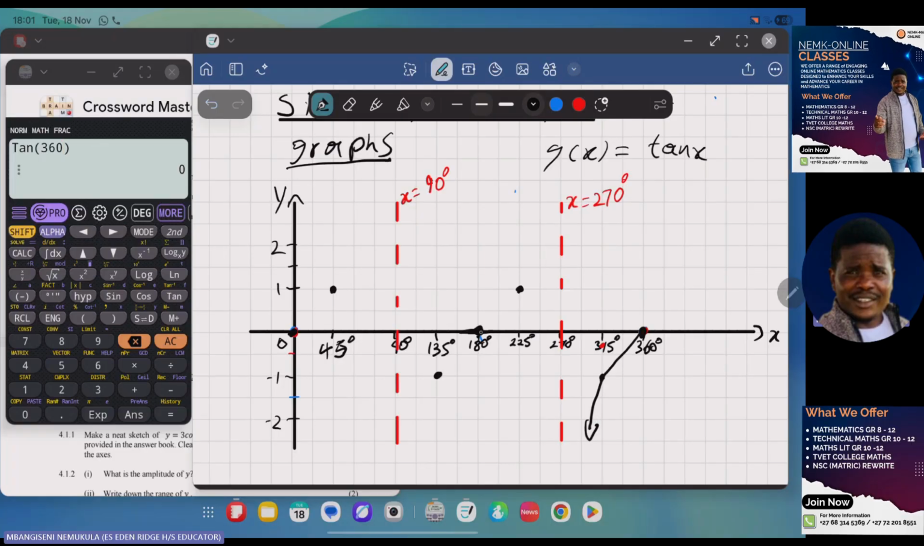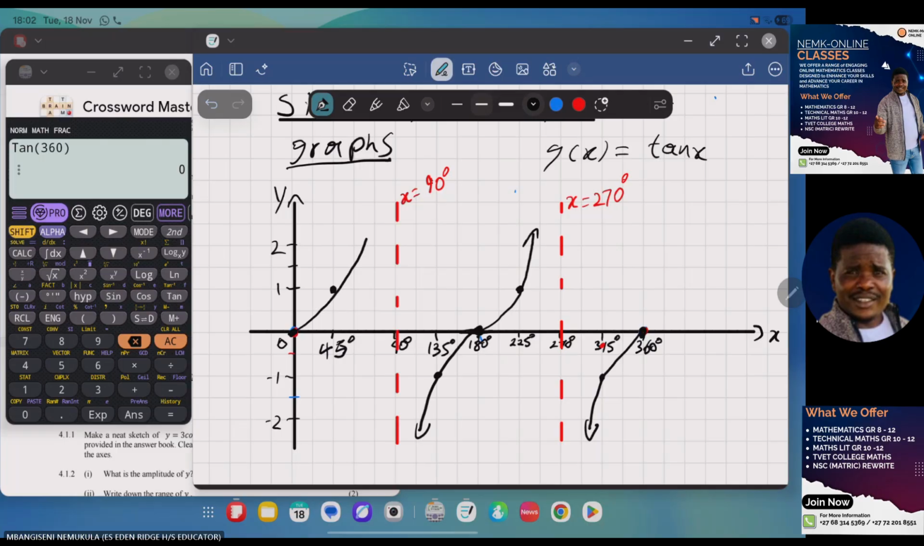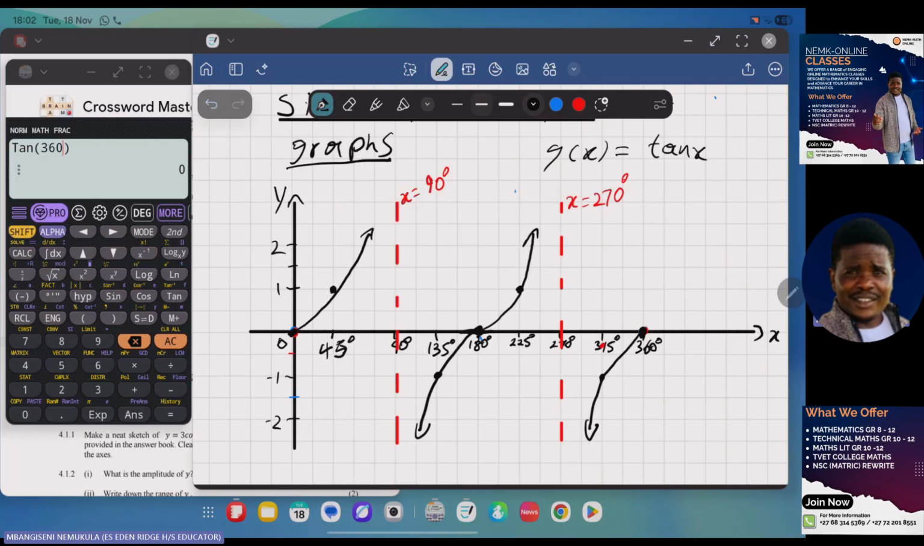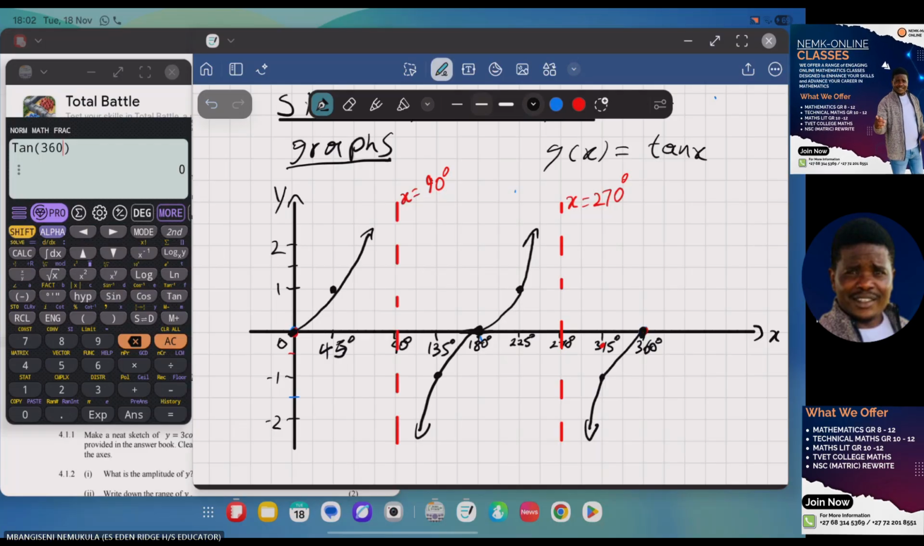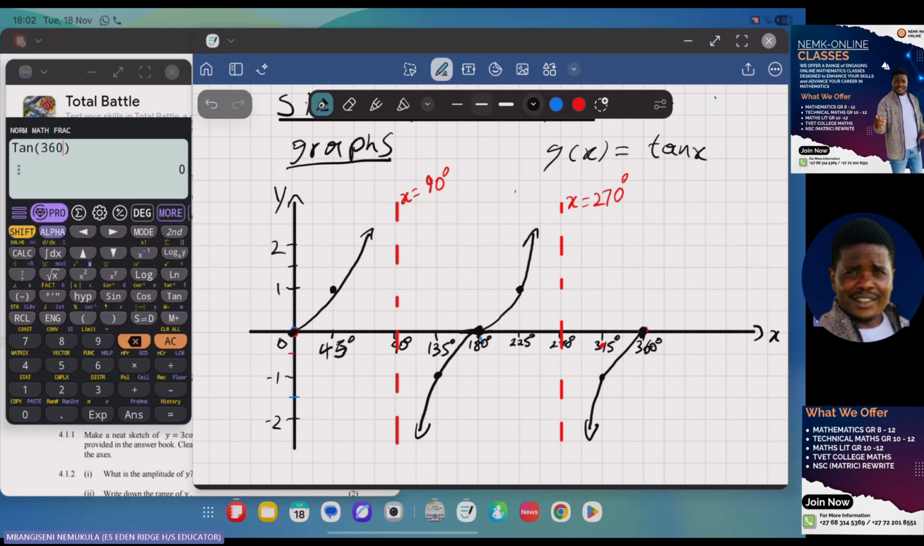Now join these dots like this. Take note how you join. Join the dots like that. Yeah, this is your tan graph, proper, and nothing wrong with it. So those are the 3 graphs that we draw in trigonometry, especially in grade 10.